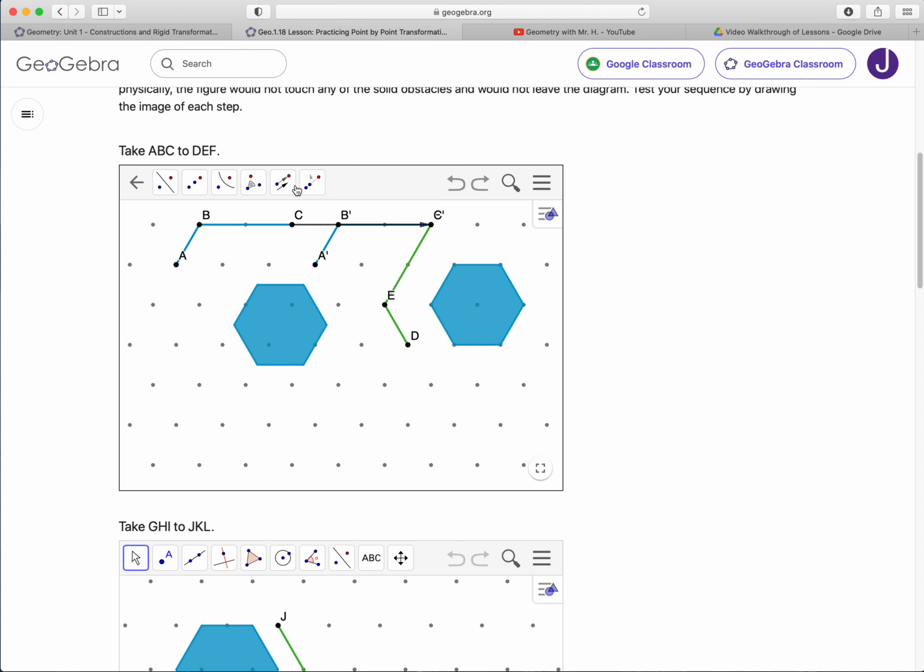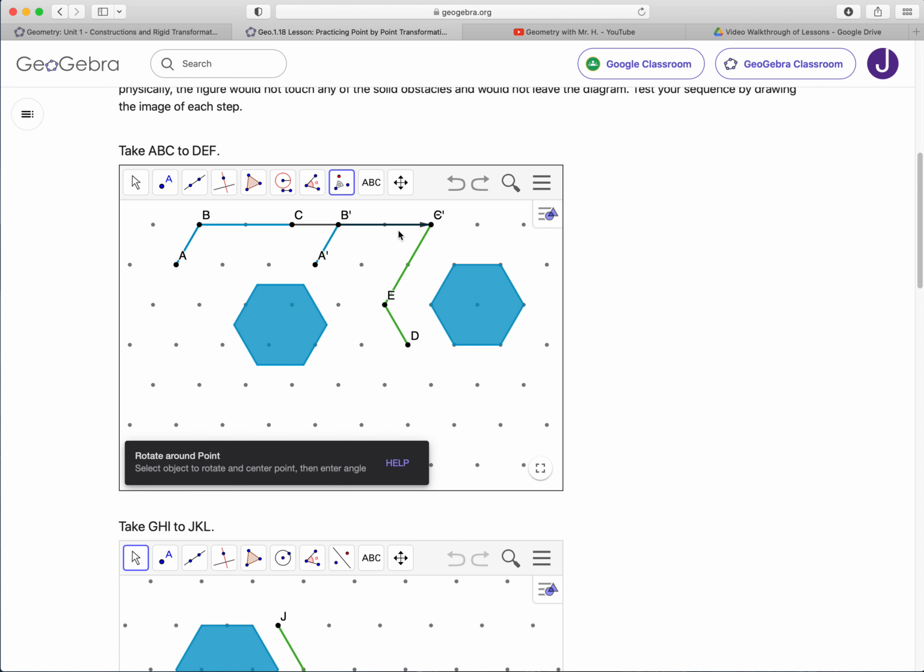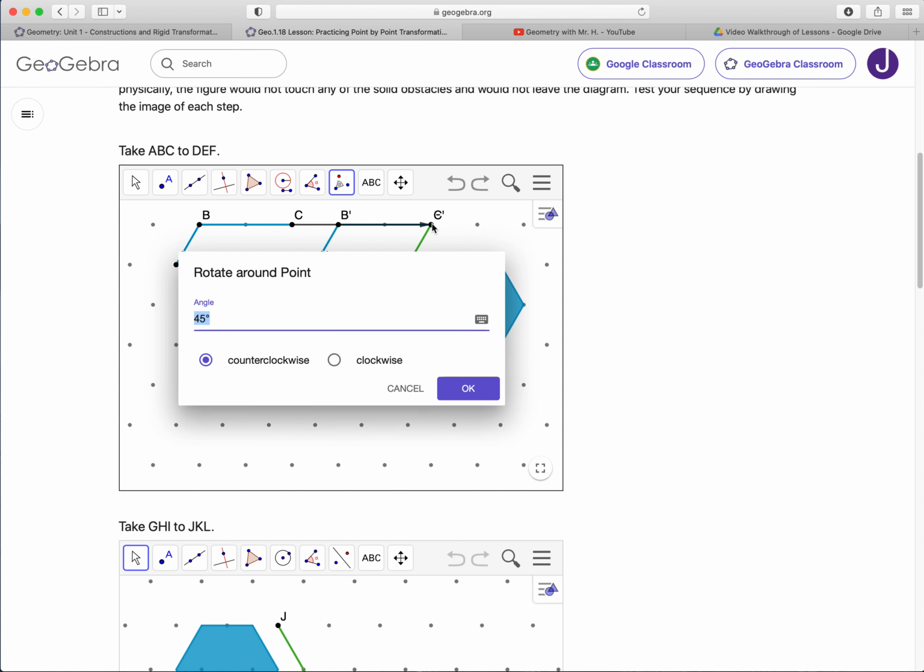So here we go. We're going to rotate around a point. We're going to rotate this object right here. Notice I'm not clicking on the points. I'm clicking on the object itself. Use this as my center of rotation. How many degrees is that going to be? Well, I think it's 60 degrees, because we know it's less than 90, right? Because if it was 90, then this would be straight up and down, right? From B to C. So it's got to be less.